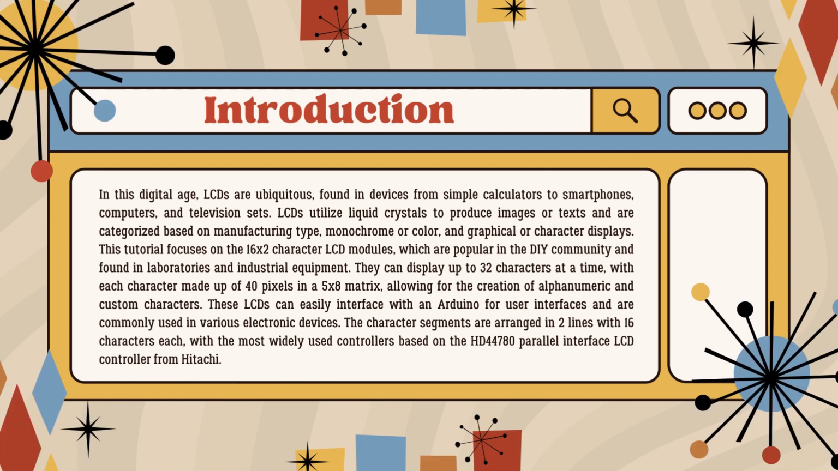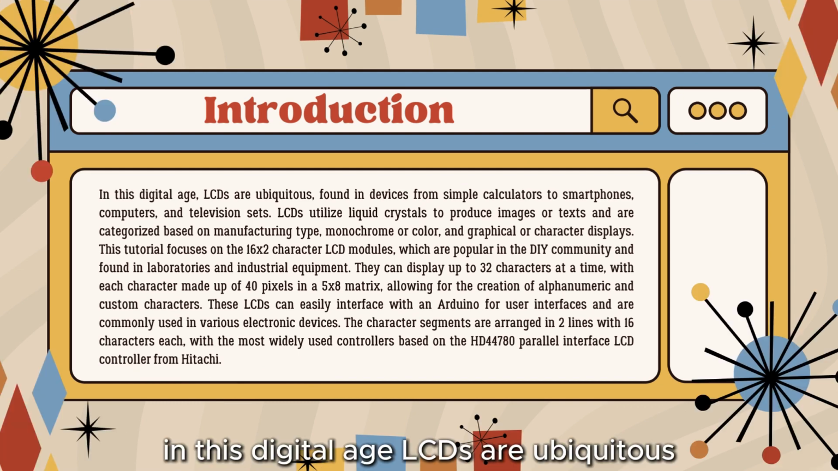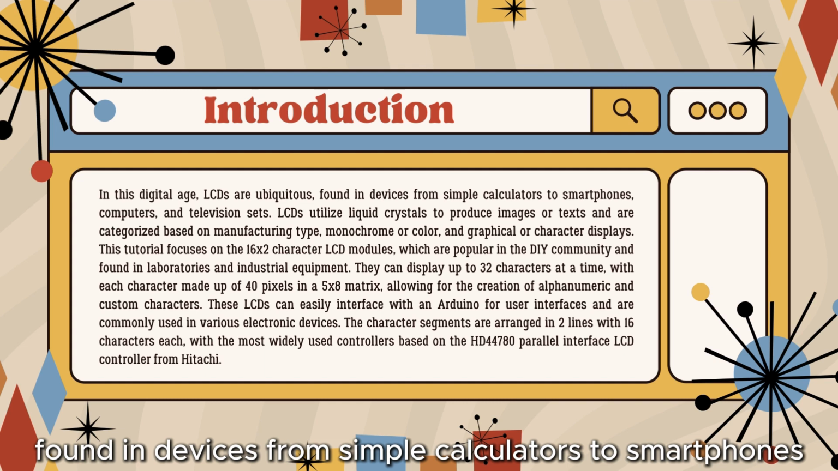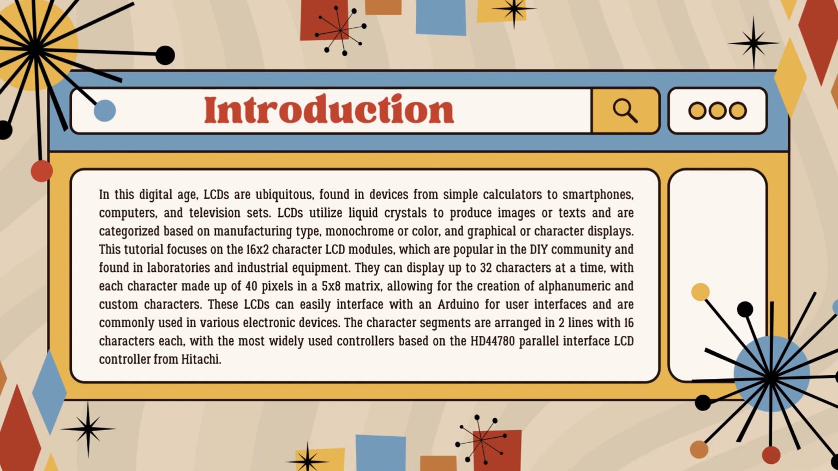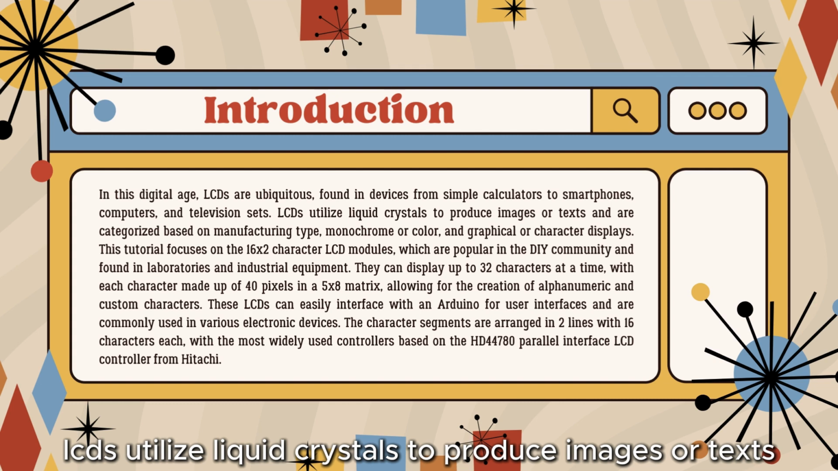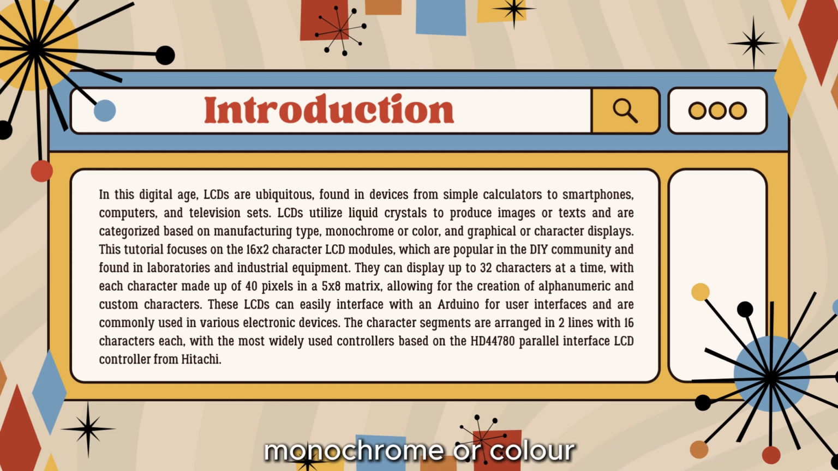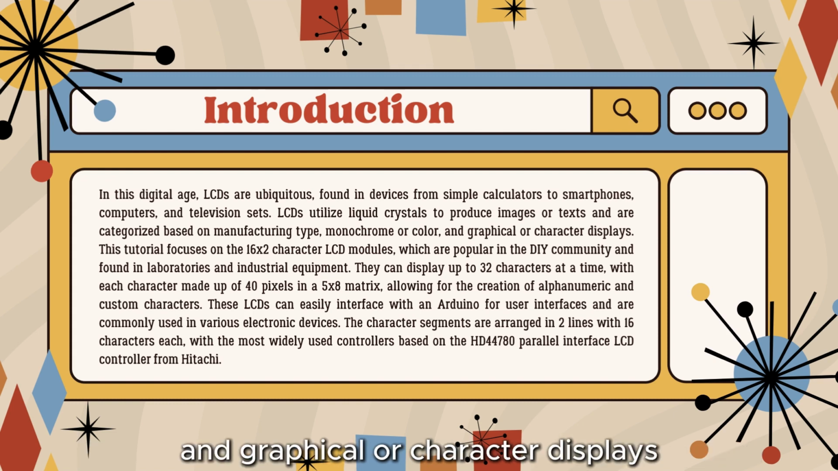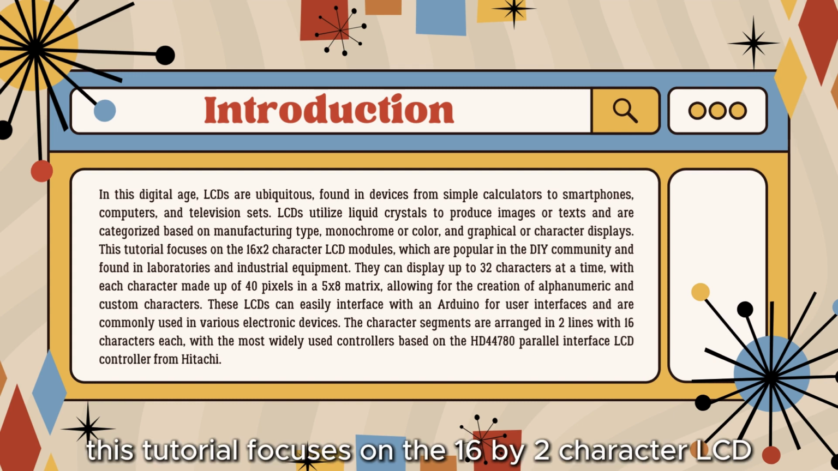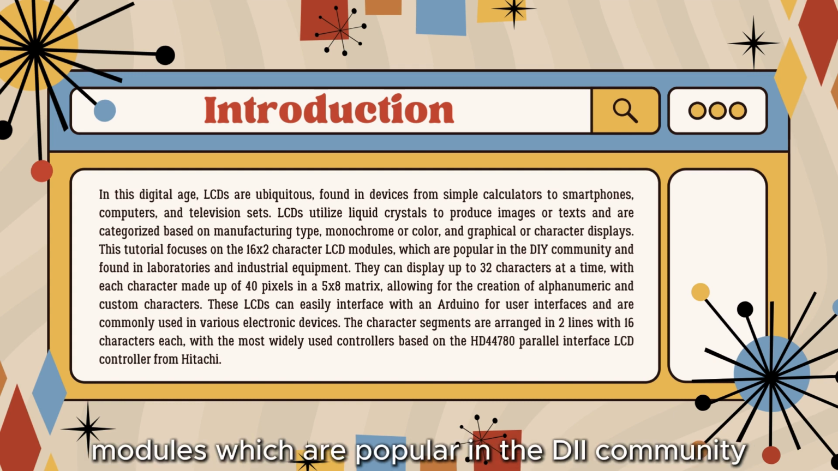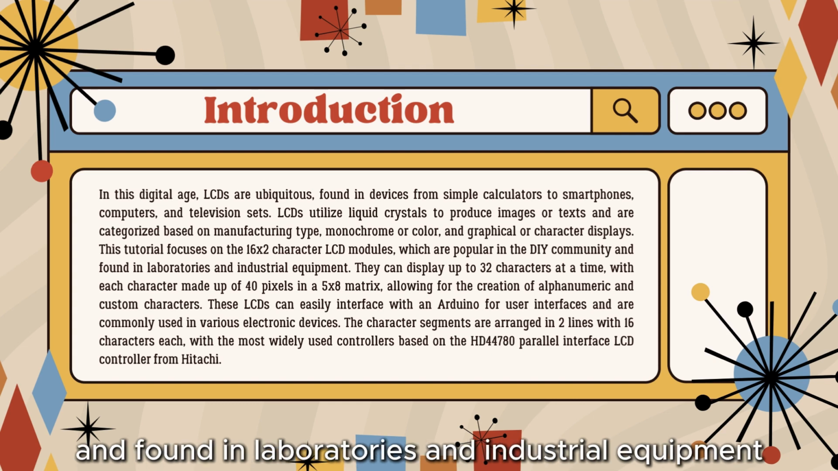Introduction. In this digital age, LCDs are ubiquitous, found in devices from simple calculators to smartphones, computers and television sets. LCDs utilize liquid crystals to produce images or texts and are categorized based on manufacturing type, monochrome or color, and graphical or character displays. This tutorial focuses on the 16x2 character LCD modules, which are popular in the DIY community and found in laboratories and industrial equipment.